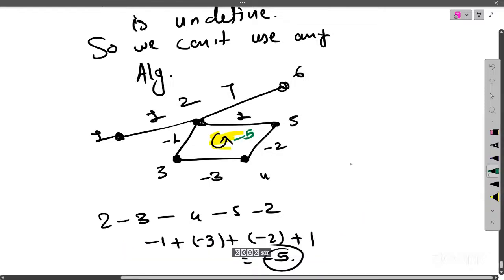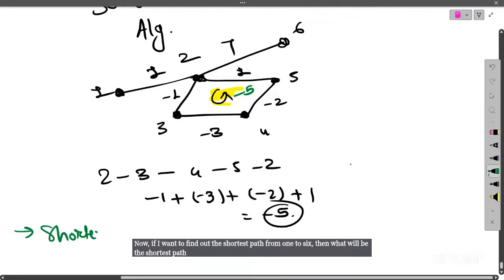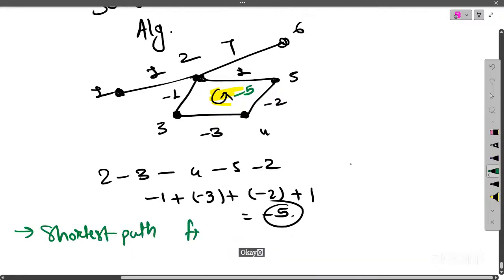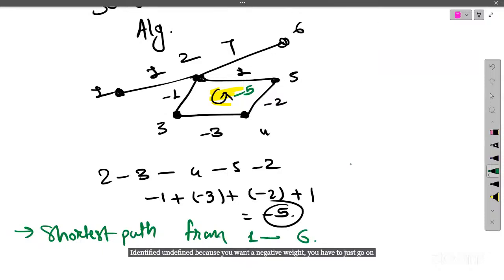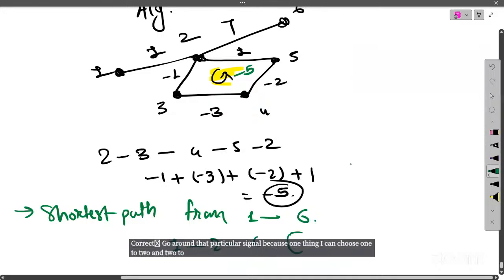Now, if I want to find out the shortest path from 1 to 6, then what will be the shortest path? Undefined, because if you want a negative weight, you just have to go around that cycle. Correct. One thing I can choose is 1 to 2 and 2 to 6, and that cost will be 8.